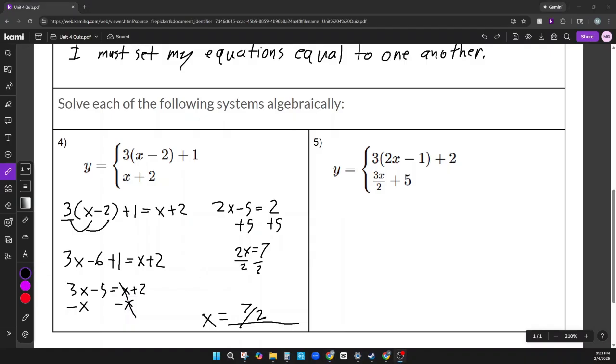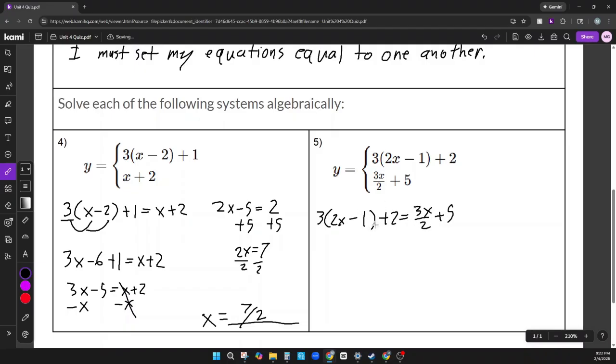And finally, we're going to take a look at number 5. We have another system, and our setup is similar. I have 3 times (2x minus 1) plus... ooh, that doesn't look great. Let's clean that up. Minus 1 plus 2 is equal to 3x over 2 plus 5.